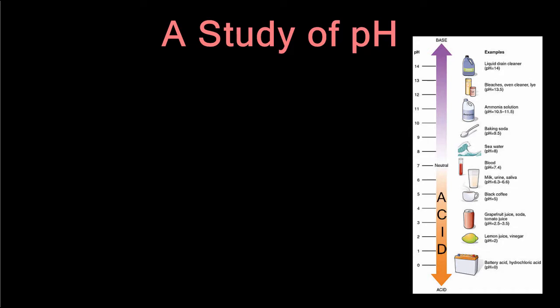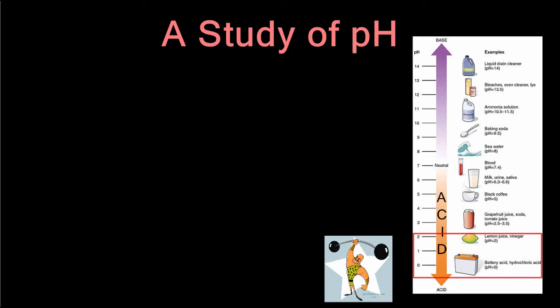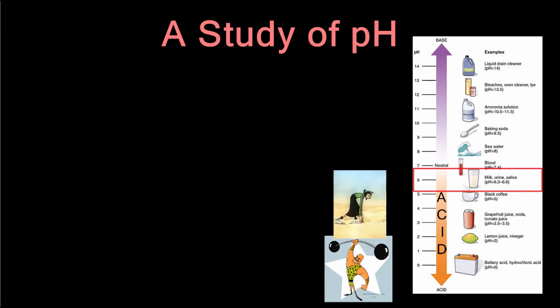A solution with a pH between 0 and 2 is considered a strong acid. A solution with a pH between 2 and 5 is considered moderately strong. A solution with a pH between 5 and 7 is considered a weak acid.